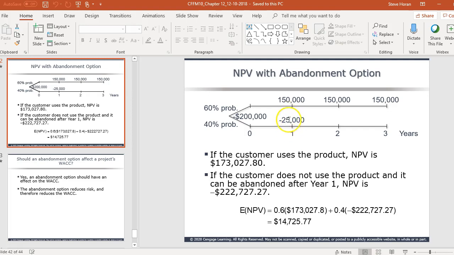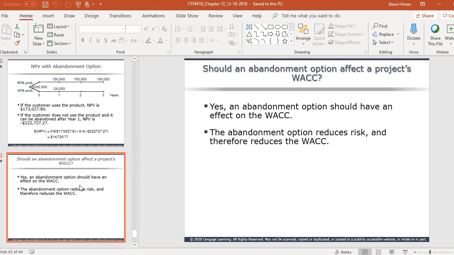We lose $25,000 in year 1. And we do the new analysis, and we get a 40% chance of losing $222,000, a 60% chance of making 173, and the net effect is $14,725.